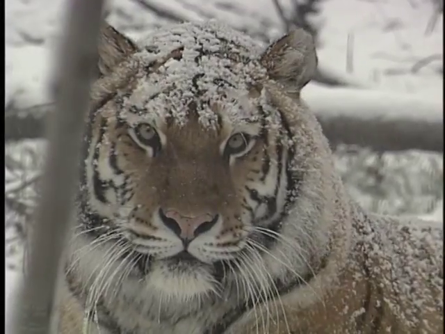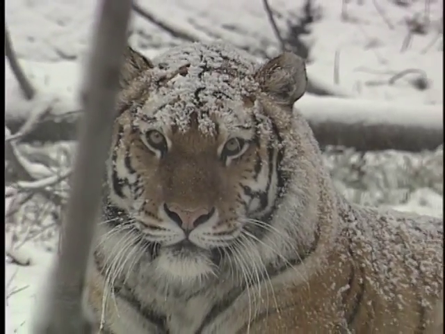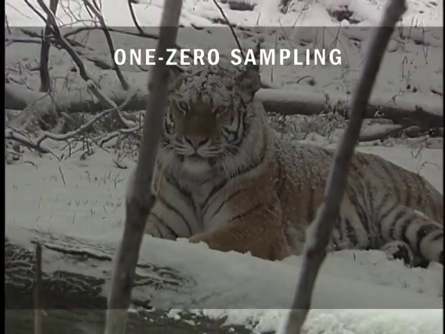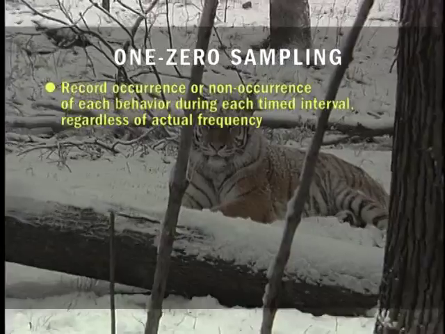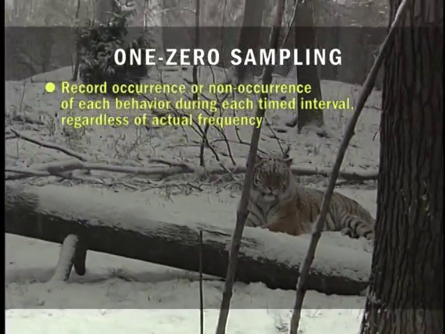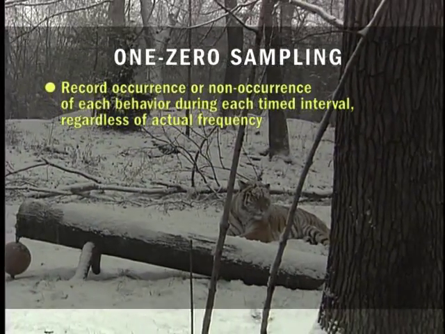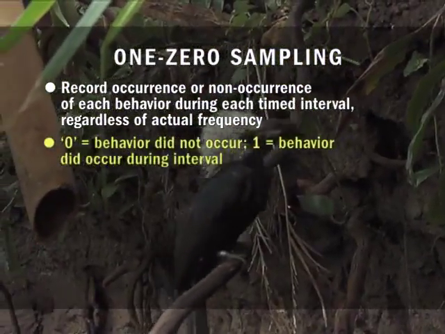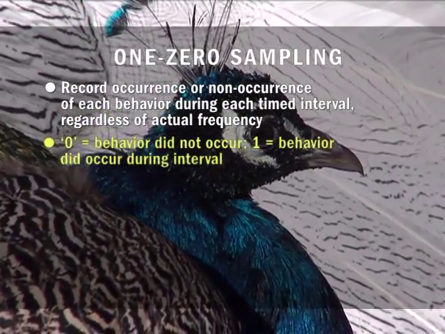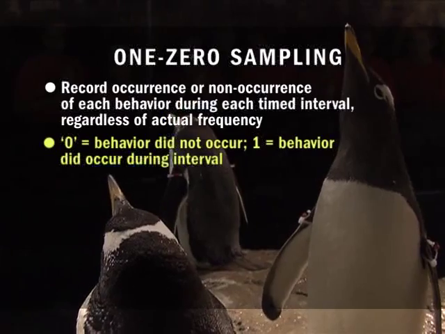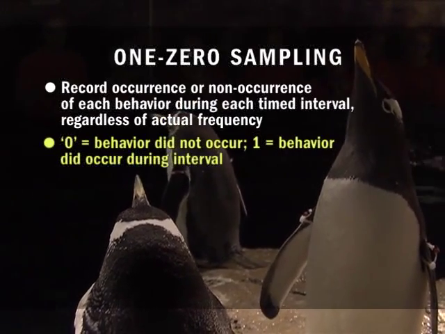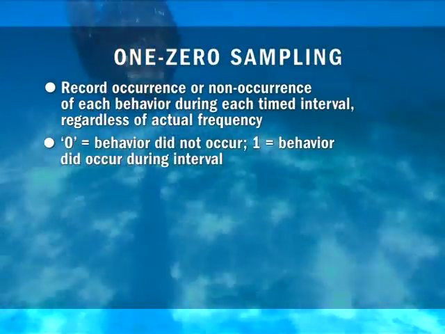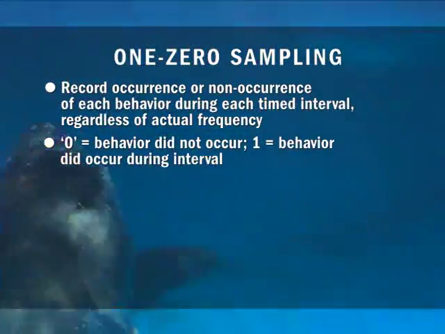Scan sampling is one method based on timed intervals. Another method is called 1-0 sampling. In this method, you record whether or not each behavior in your ethogram occurred during each interval. You record a 0 for a behavior if it did not occur during a given time interval, and a 1 if it occurred at all, regardless of the number of times it occurred during the interval. A 0 or a 1 should be recorded for each behavior on the ethogram during each interval.